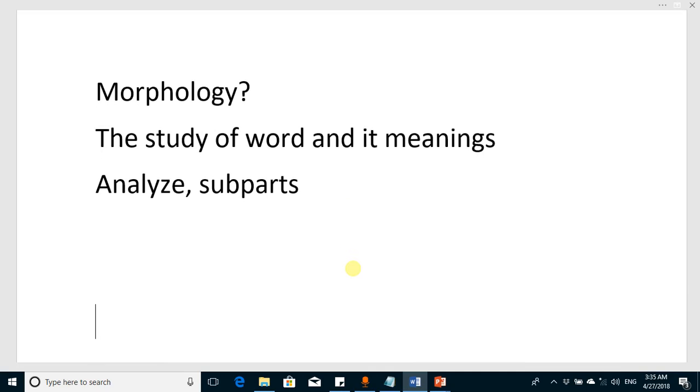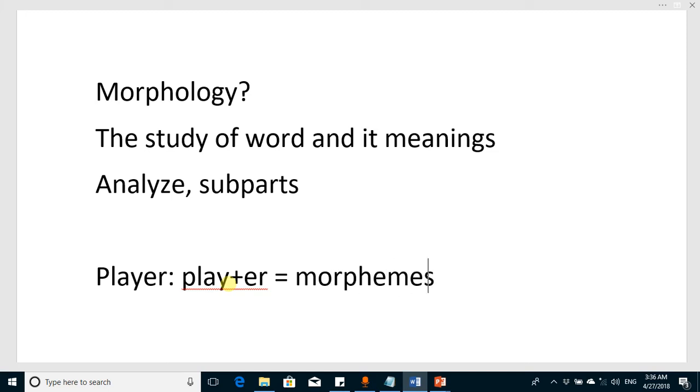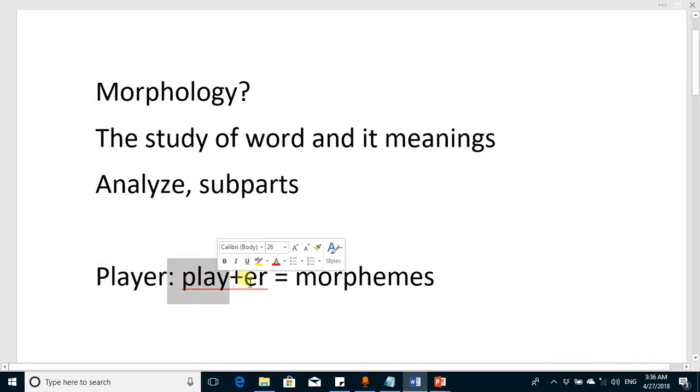So let's say player is a word. If we analyze this word, it is actually the combination of two parts. It has two subparts: play plus er. In morphology, these types of subparts are called morphemes. The word player was made by combining these two subparts, and morphemes have different types.